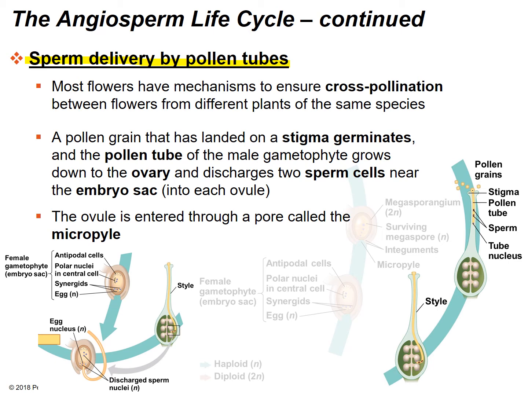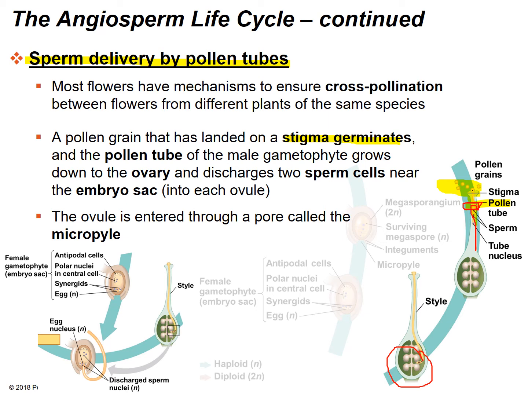A pollen grain that has landed on the stigma germinates, and the pollen tube here of the male gametophyte grows down the ovary and discharges 2 sperm cells near the embryo sac, the female gametophyte. And this sperm will be delivered into each ovule.